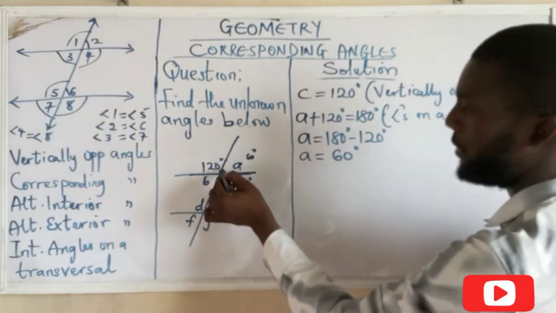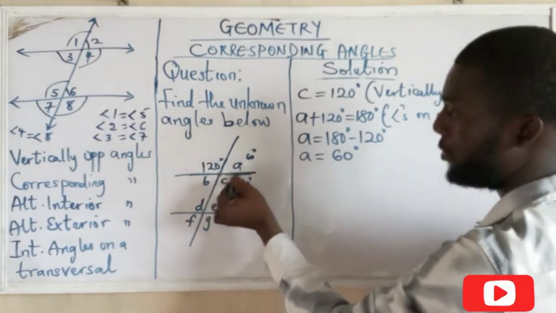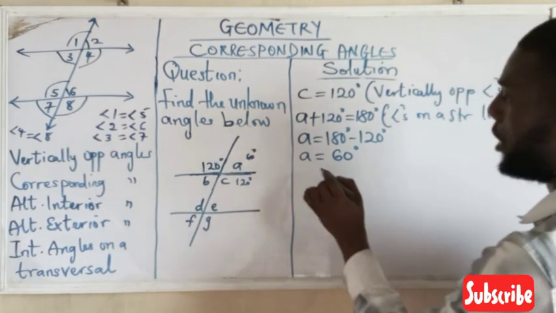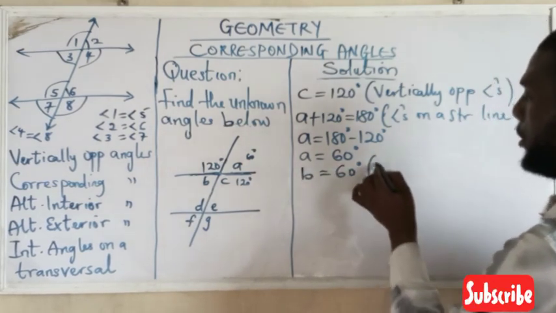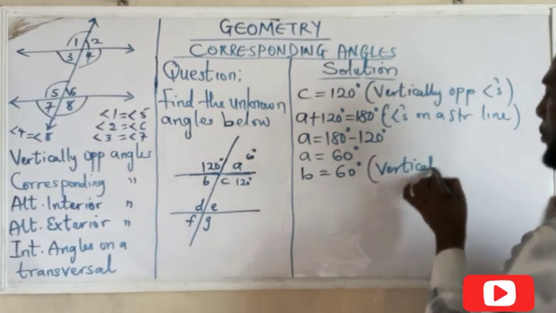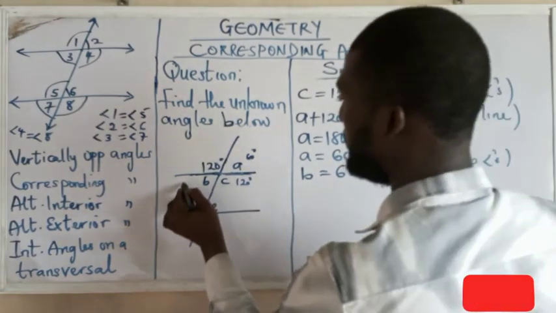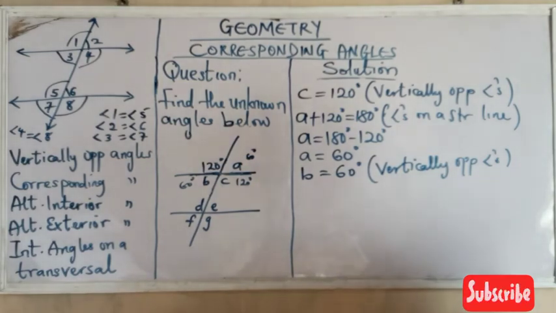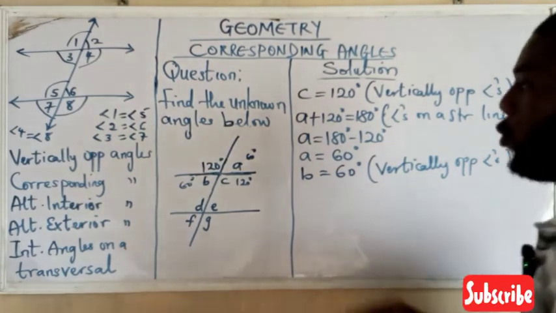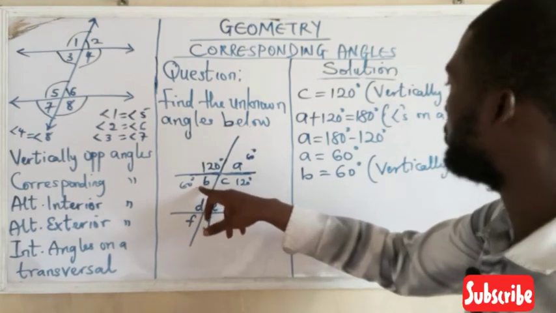Now, having known that my A is 60 degrees, let's not forget that this is a vertex point, and this angle shares the vertex with these angles. So I will say B equals 60 degrees. Reason, vertically opposite angles. So my B is 60 degrees. Aha. So I believe everything is making sense bit by bit. Now we have found angle A, we have found angle C, we have also found angle B.